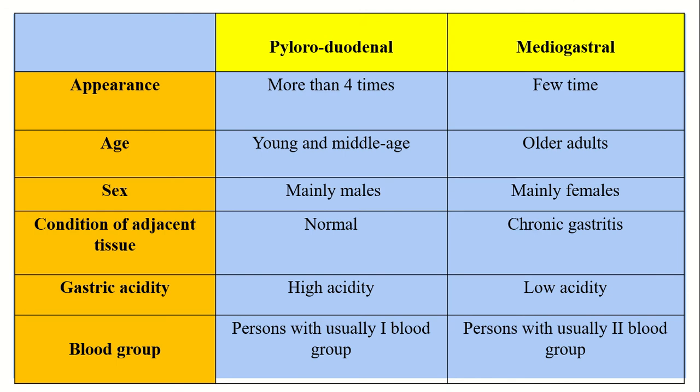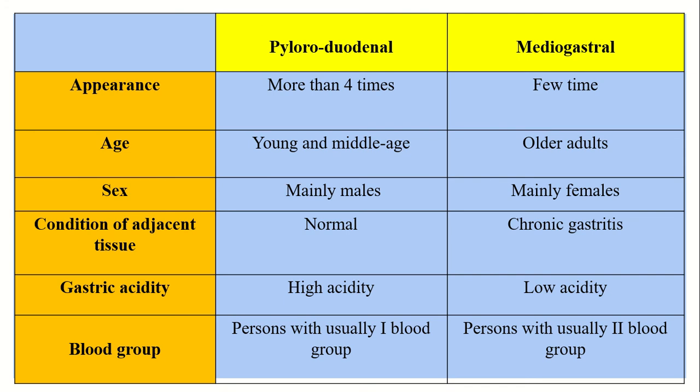This table demonstrates the comparison of the pyloroduodenal and the mediogastral ulcers. The pyloroduodenal ulcers appear more than four times more often compared with the mediogastral. As for age, the pyloroduodenal ulcers affect young and middle-aged patients, but the mediogastral ulcers affect older adults. Pyloroduodenal ulcers develop mainly in males, but mediogastral ulcers mainly develop in females. Condition of adjacent tissue.